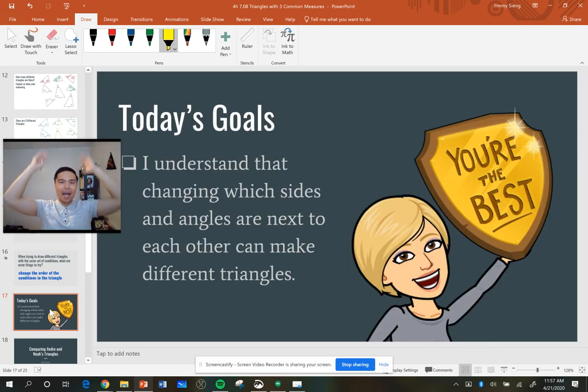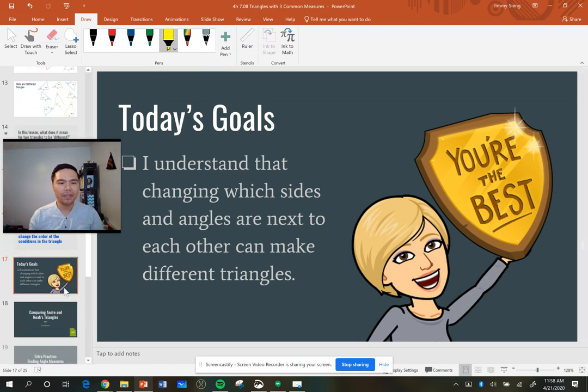Karen said you're the best. I agree. I understand that changing which sides and angles are next to each other can make different triangles.